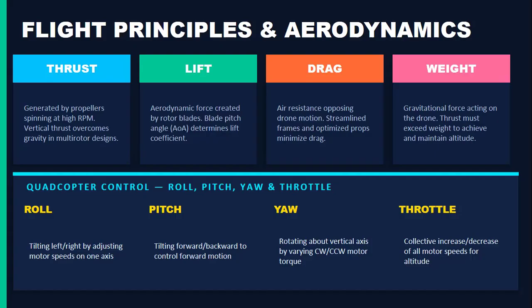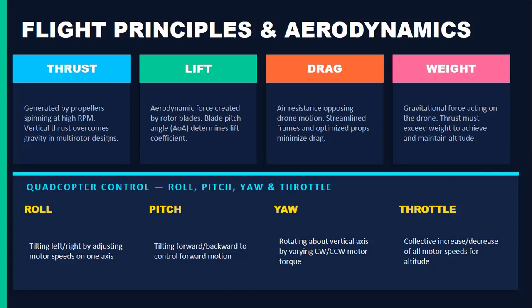Lift force is generated through aerodynamic principles and keeps the drone airborne. Drag force opposes motion and must be minimized for efficient flight. Weight represents the gravitational force acting downward. The common drone movement is controlled by roll, pitch, yaw, and throttle. These four control inputs enable the drone to move in any direction while maintaining its stability.